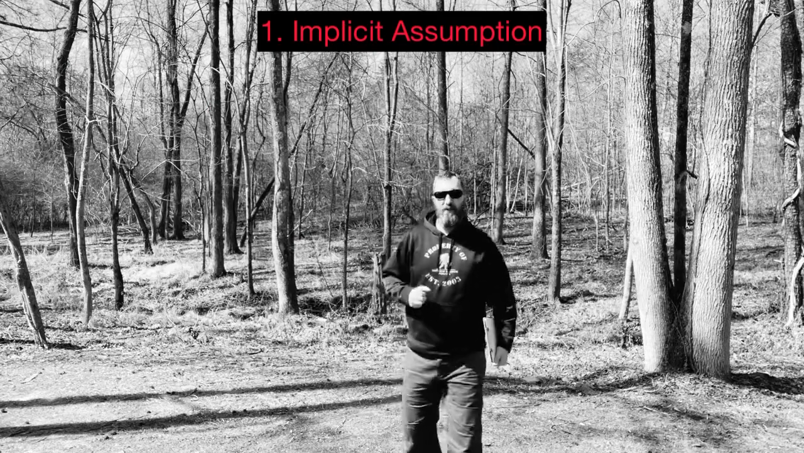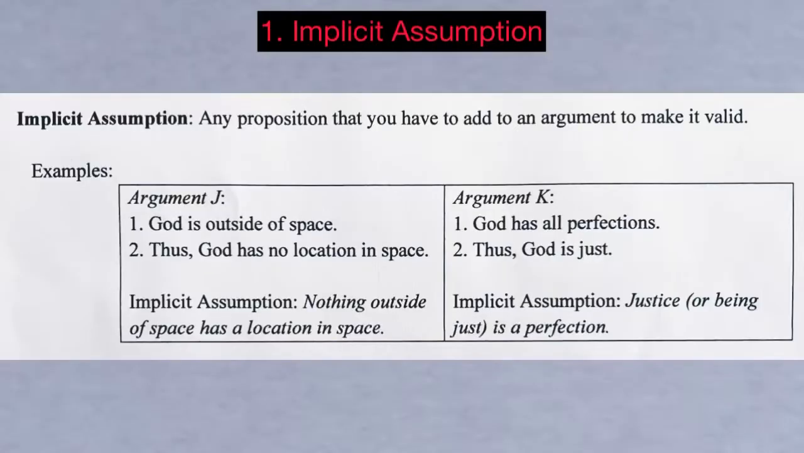So let's start with the notion of an implicit assumption. An implicit assumption is any proposition that you have to add to an argument to make it valid. It's any proposition that you have to add to an argument to make it valid. So let's go down and have a look at some examples. So consider argument J. 1, God is outside of space. 2, thus God has no location in space.